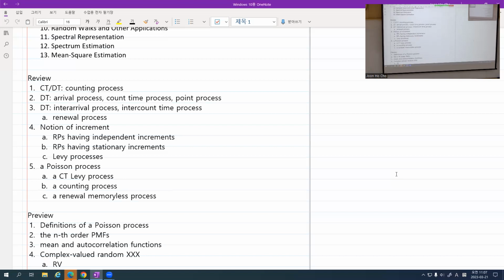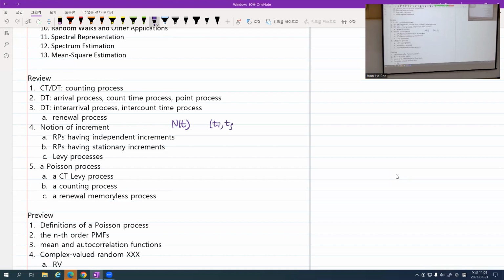And after we studied these three random processes given a single real-world phenomenon, then we went back to the counting process and defined the notion of increment. What was the increment? Given, for example, a continuous time counting process, and if you fix some interval like this, usually our convention is to exclude the left end and include the right end, and then N of t final minus N of t initial is called the increment given this interval. Got it? And some random processes have a very interesting increment.